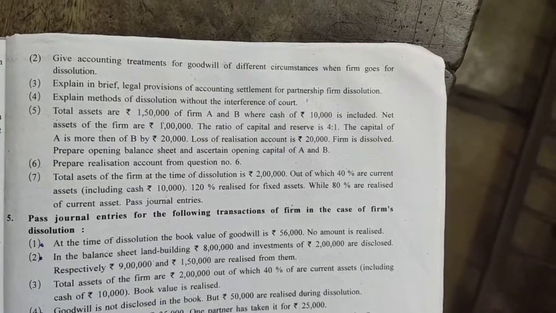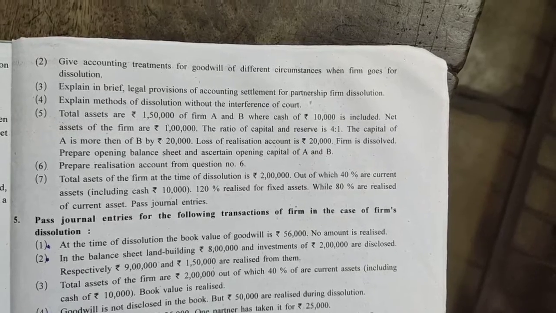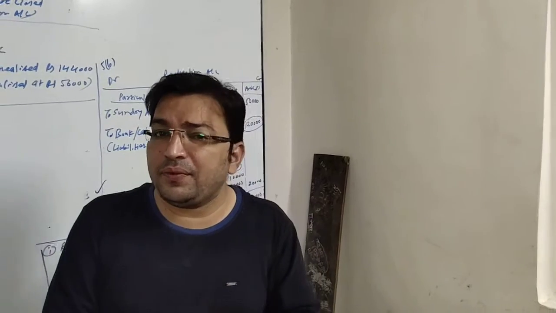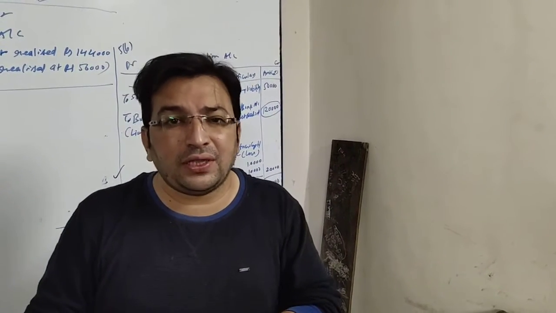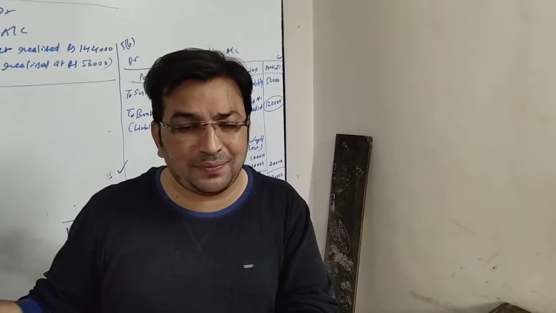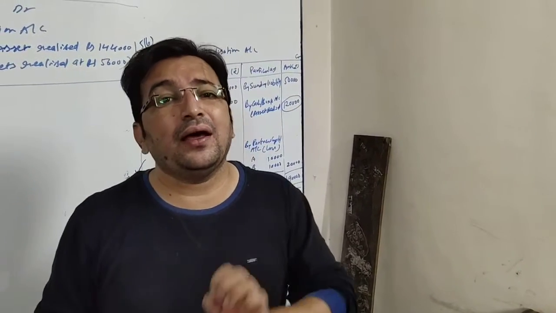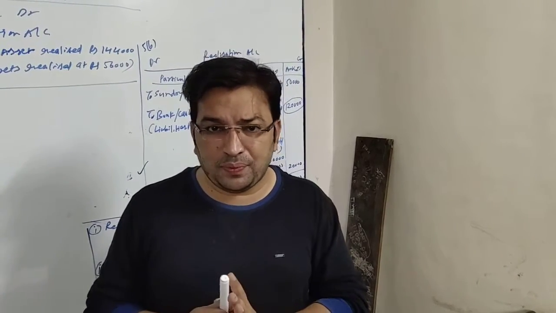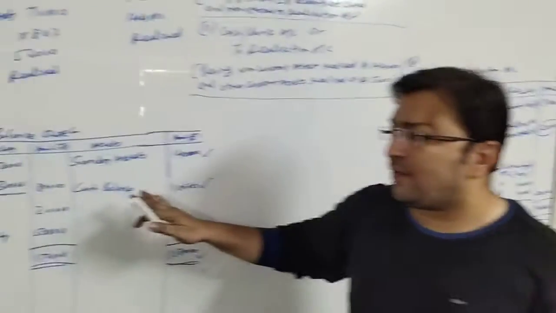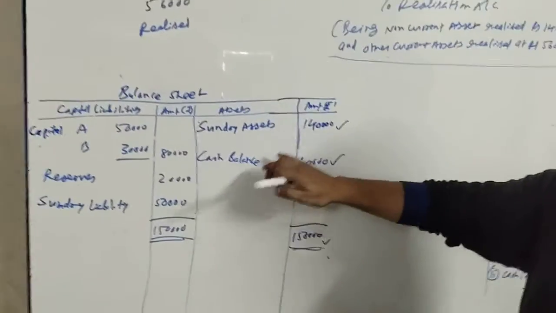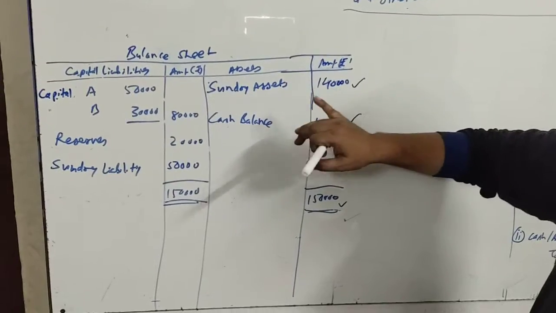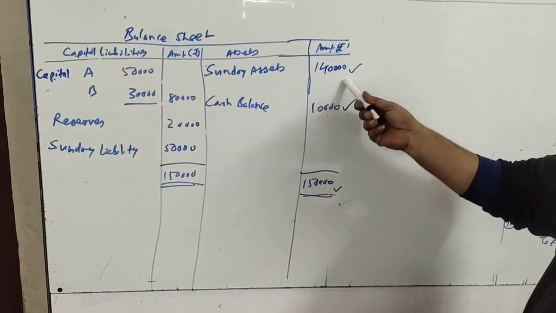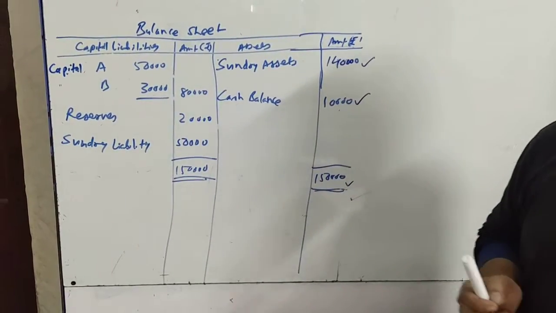The one information given to us is loss on realization rupees 20,000. Friends, here we have to prepare the realization account following the balance sheet and one information. The balance sheet we have already prepared and the information given is that loss on realization is rupees 20,000. So let us see how to prepare the realization account. First of all, from this balance sheet we will be transferring the assets and liabilities to the realization account. Here we can see sundry assets are rupees 1,40,000 and liabilities are rupees 50,000.